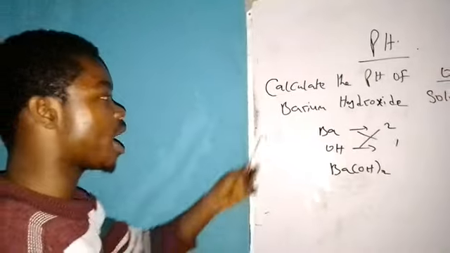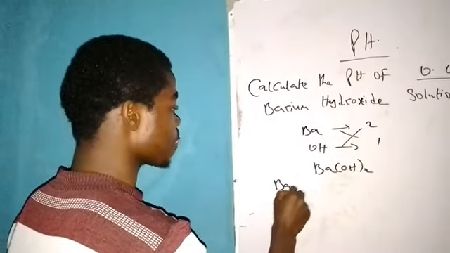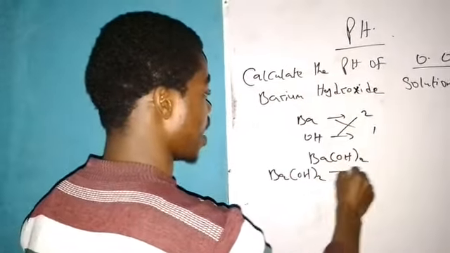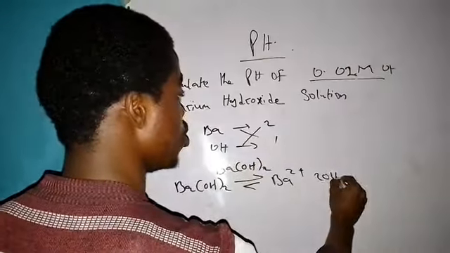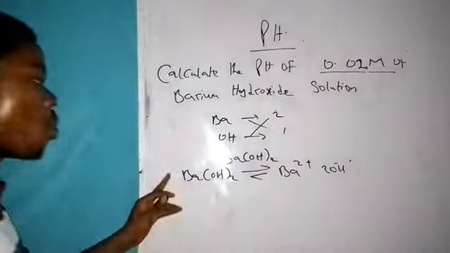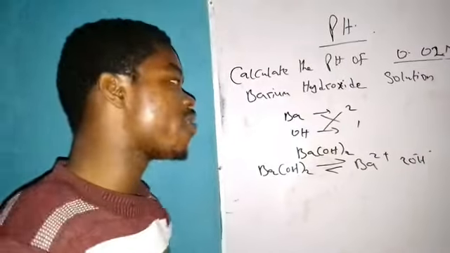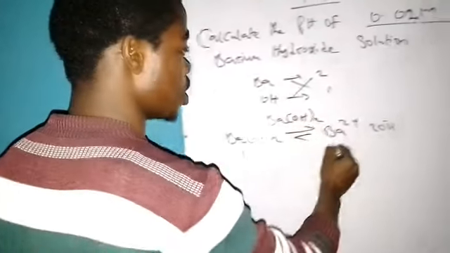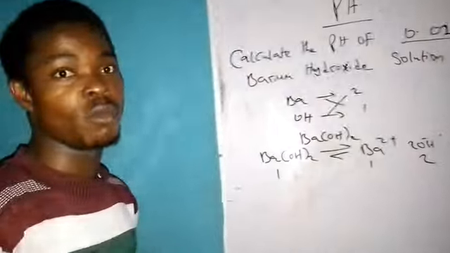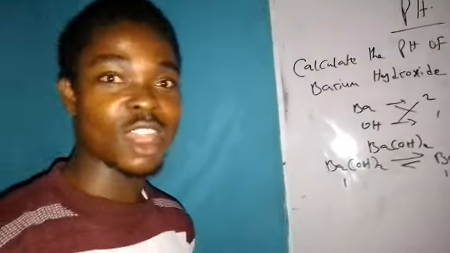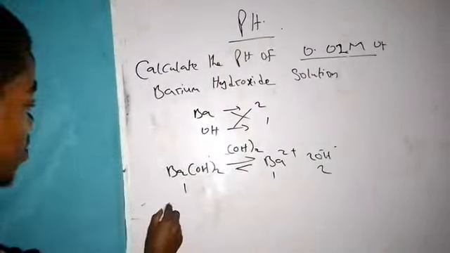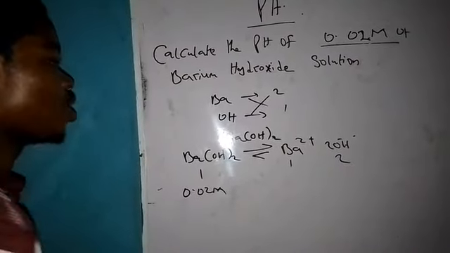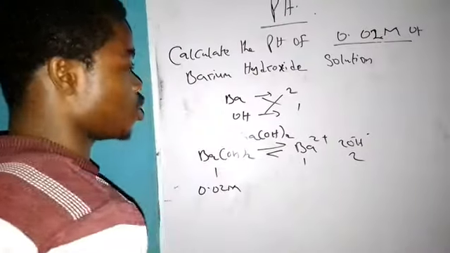So when barium hydroxide ionizes, I'm going to have barium 2 plus and 2OH minus. What this means is that 1 mole of barium hydroxide will always ionize to produce 1 mole of barium ion and 2 moles of hydroxide ion. This is constant and it is universal. No matter where you are on the surface of the earth, that's why chemistry is sweet. But if we have 0.02 molar of barium hydroxide, how many moles of OH minus are you going to have?